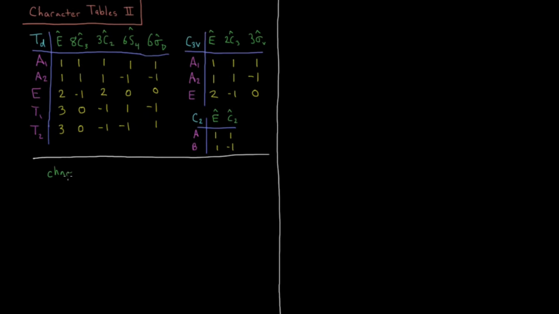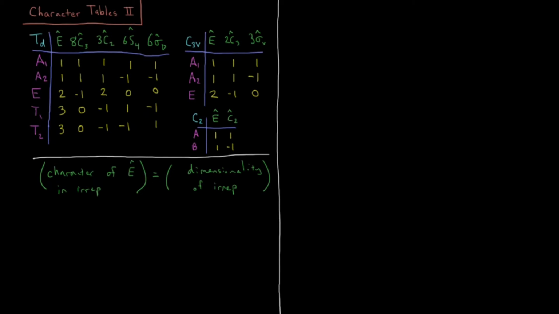So the character of the identity operator in an irrep is equal to the dimensionality of said irrep. So A1 and A2 are both one-dimensional because they give a 1 under identity. E is a 2-dimensional irrep. T is a 3-dimensional irrep. We see E also in C3V.